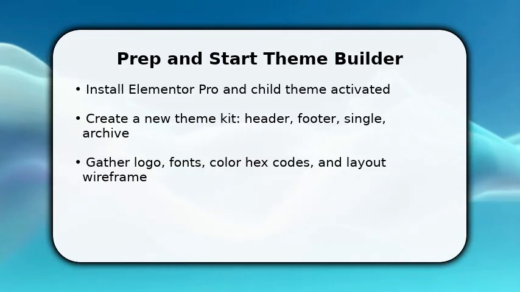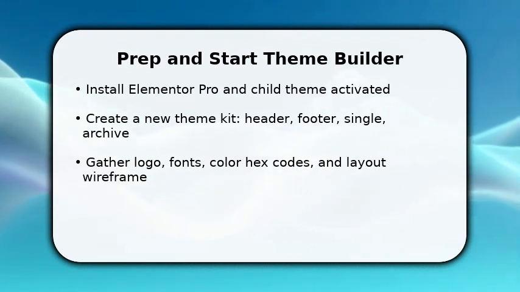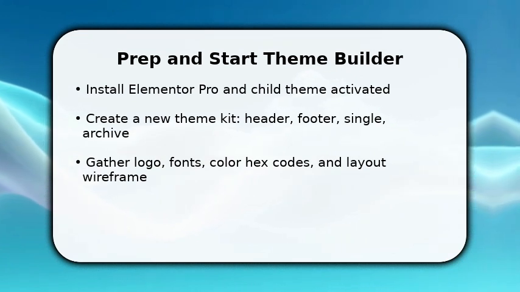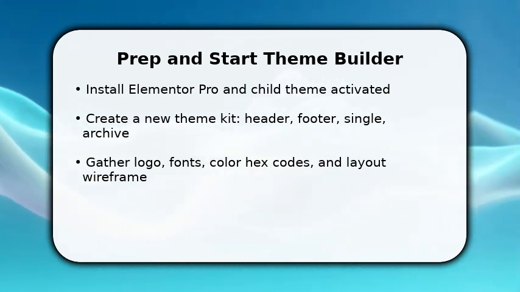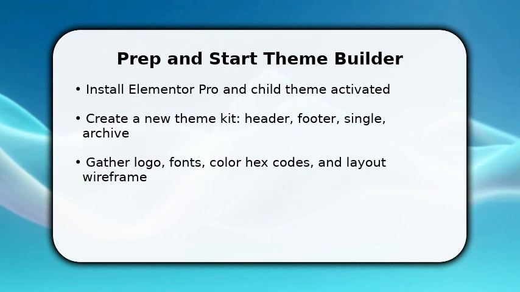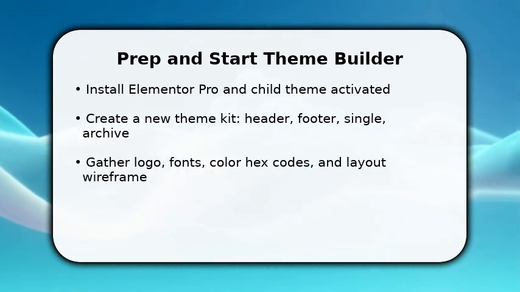You begin by confirming Elementor Pro and a child theme are active. This is non-negotiable. Open Theme Builder and add a new template for header or site layout. Once done, choose a canvas or default and assign display conditions to target the entire site or specific pages.